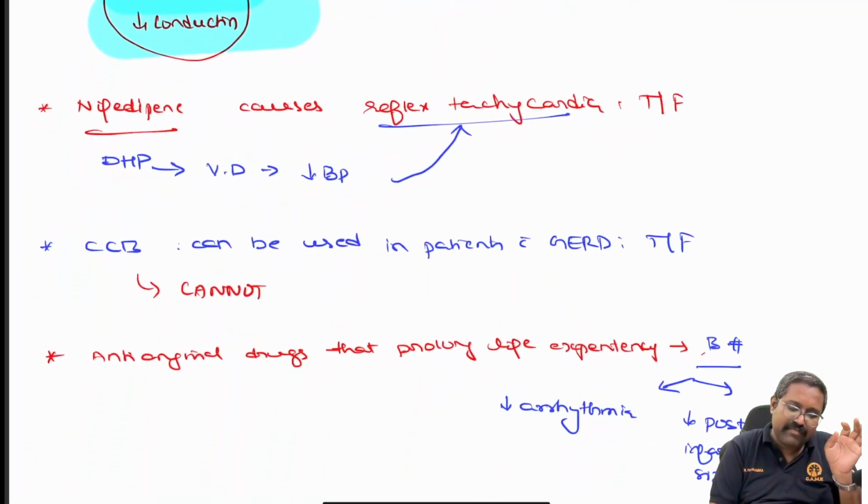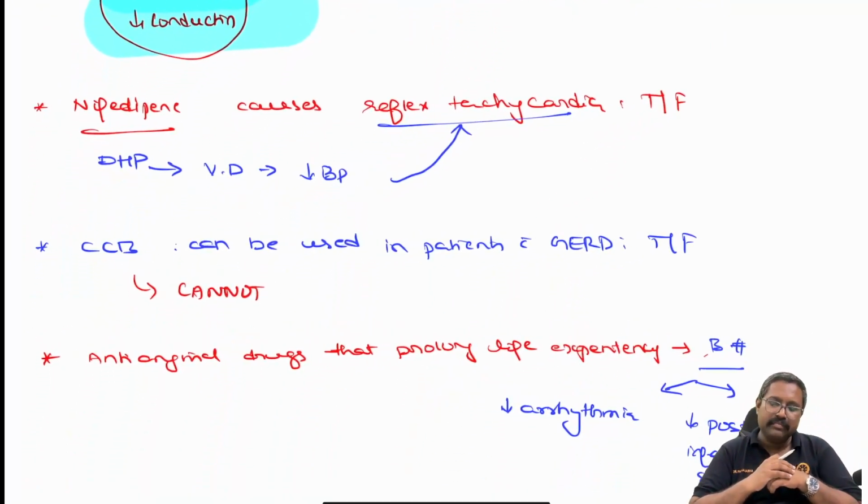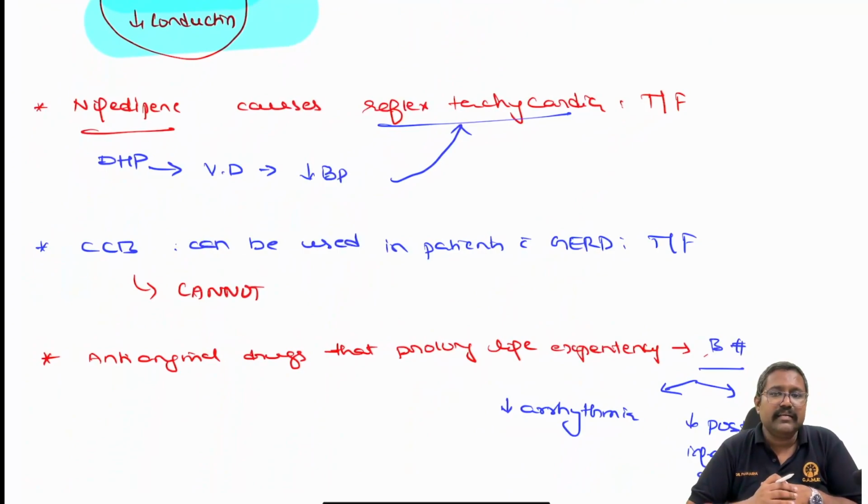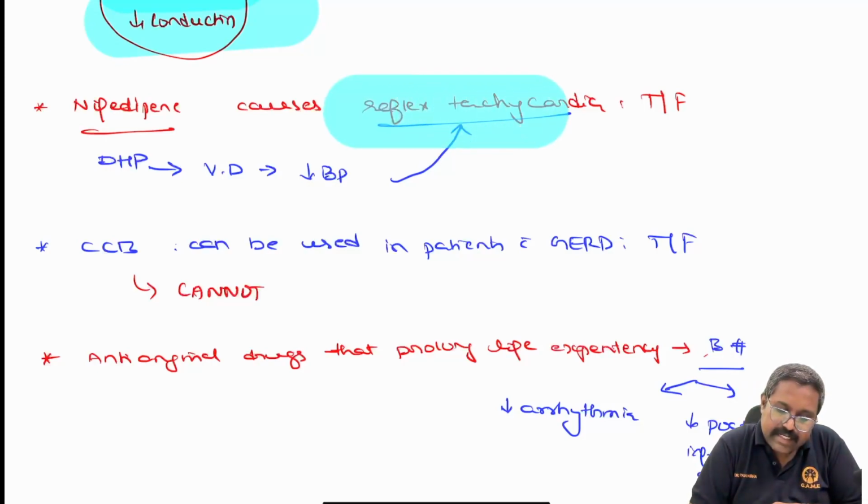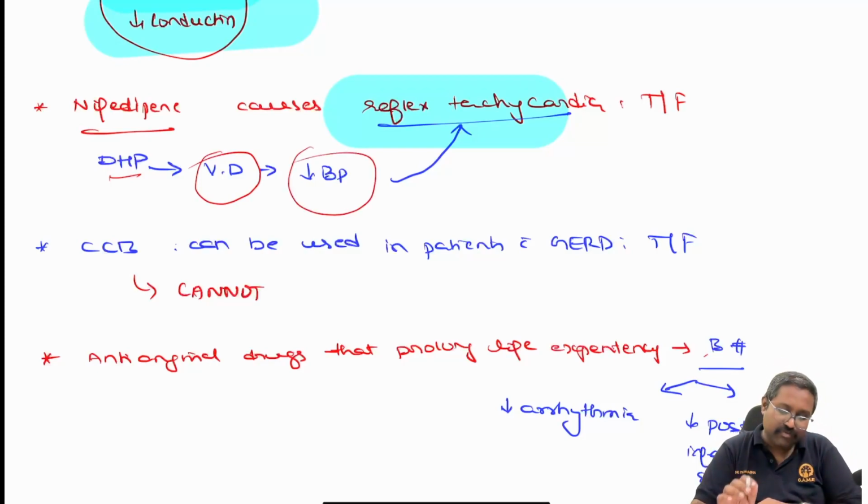So can we give nifedipine? Nifedipine, whether it will cause reflex tachycardia or bradycardia? So it causes reflex tachycardia. This is the true statement. Because it belongs to the dihydropyridines. It will cause vasodilation, and it will cause a fall in blood pressure. Thereby it will lead to reflex tachycardia.